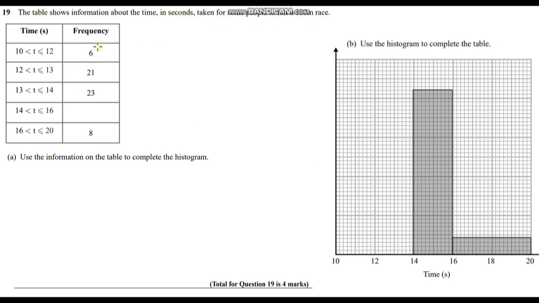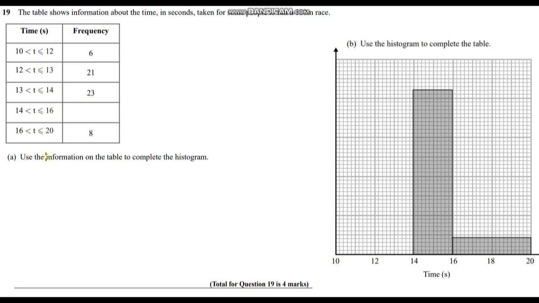Question 19. The table shows information about the time in seconds taken for some people to run a 100-meter race. If we look at the table, it looks like there were 6 people who ran the 100 meters in a time between 10 and 12 seconds, which seems quite quick to me. There were 21 people who took between 12 and 13 seconds. The only bit of information we're not given is how many people took 14 to 16 seconds.